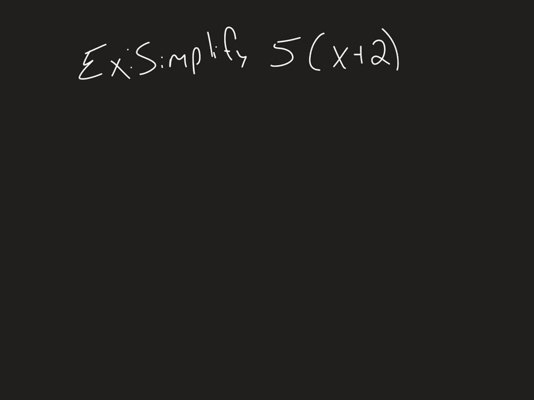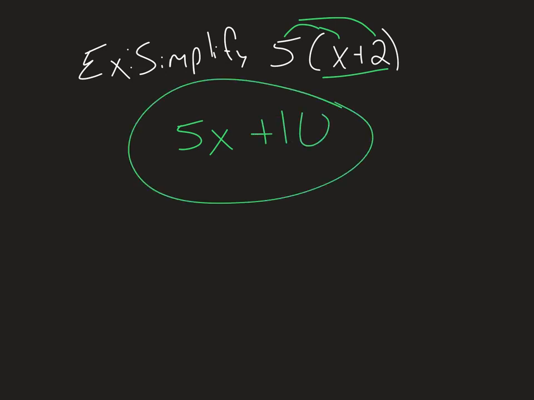So let's look at this case. If I tried to do PEMDAS here, I would have x plus 2. Now, I can't do anything with that because I don't know what x is. However, I can do distributive property. So I'm going to take the 5 times the x and the 5 times the 2. So I'll have 5x plus 10. And this is as simple as it gets until someone tells me what x is.